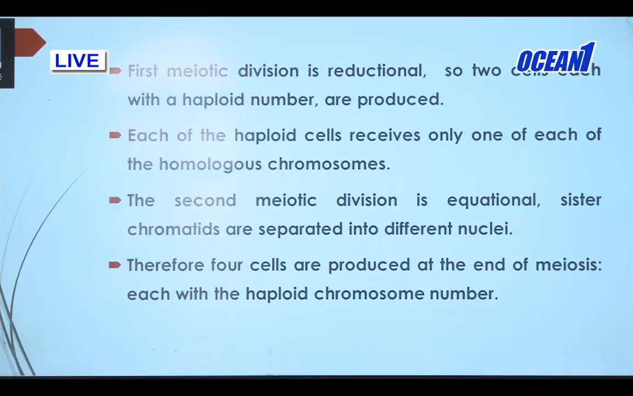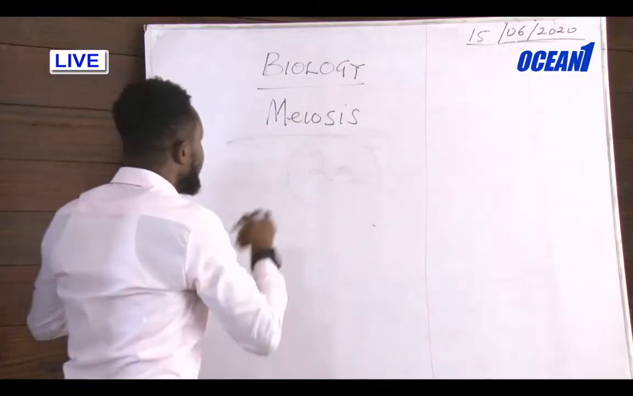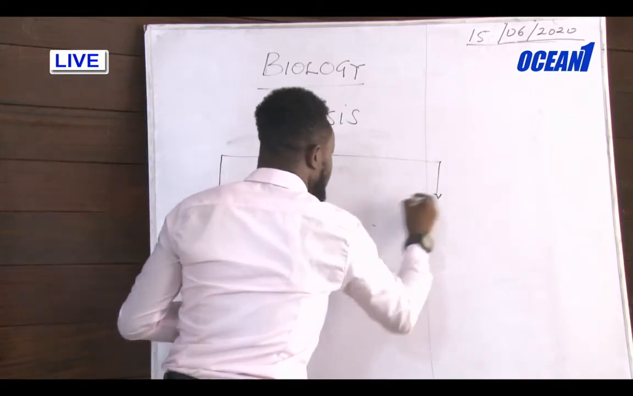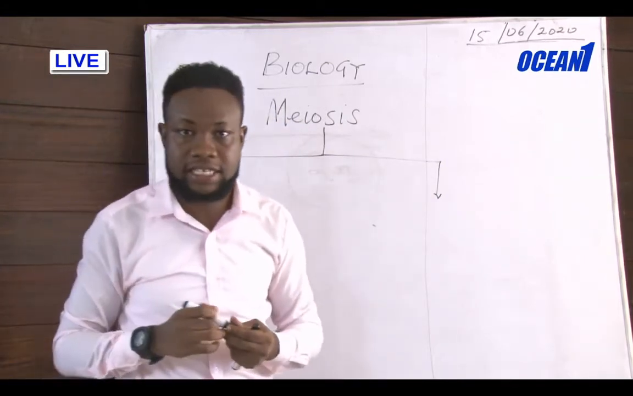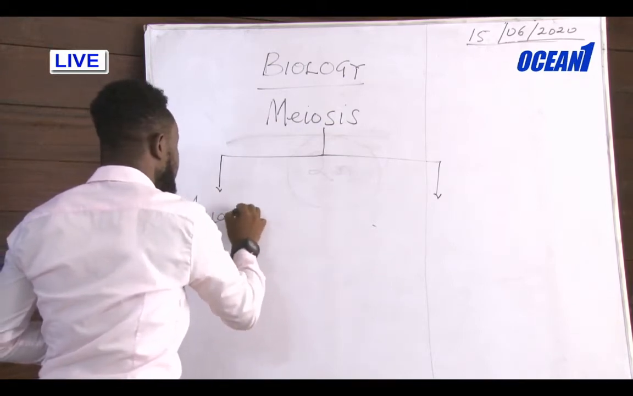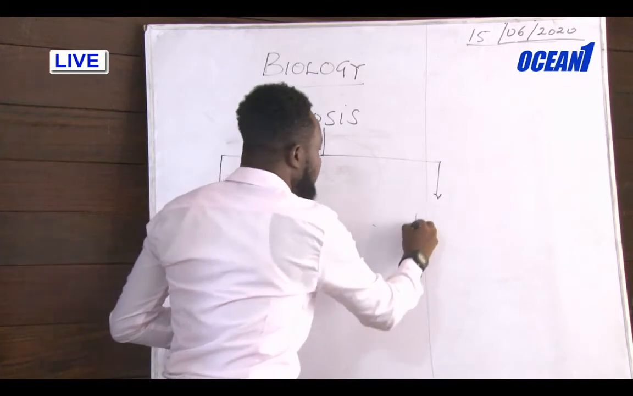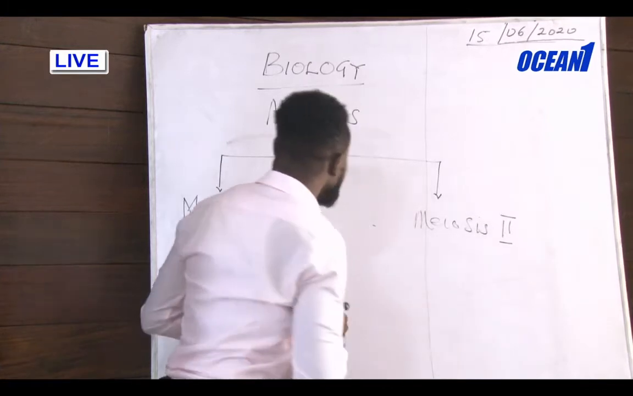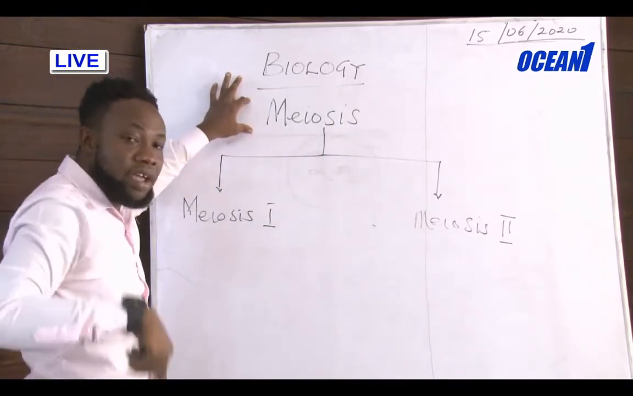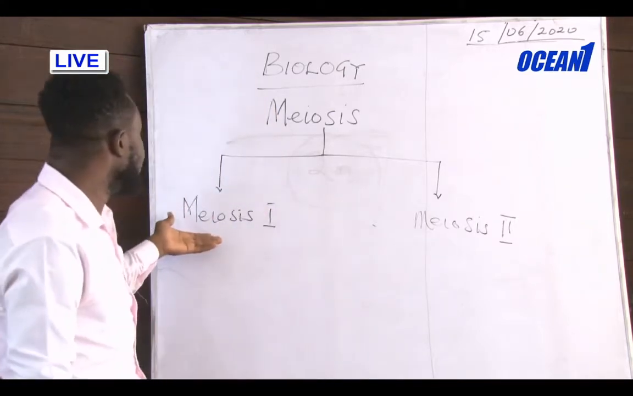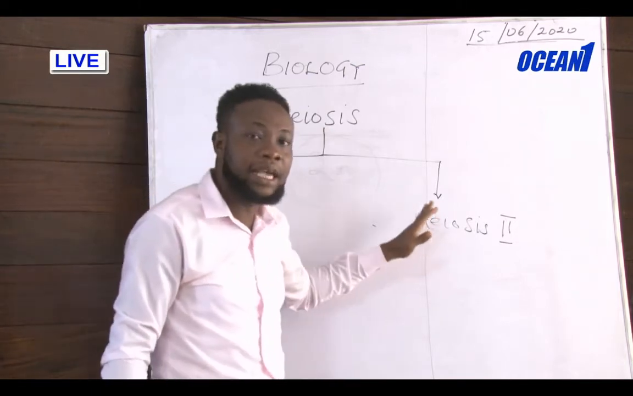The division of meiosis can be grouped into two. Don't forget, we said we have two nuclear divisions. That is to say, if I should take meiosis, meiosis is completed in two phases. So we have what we call meiosis 1, and we have what we call meiosis 2. So when we take meiosis, what we are seeing now is that meiosis is completed in two phases. The first phase is meiosis 1, and the second phase is meiosis 2.